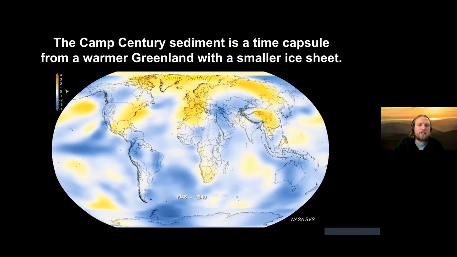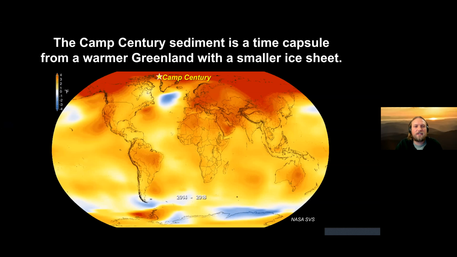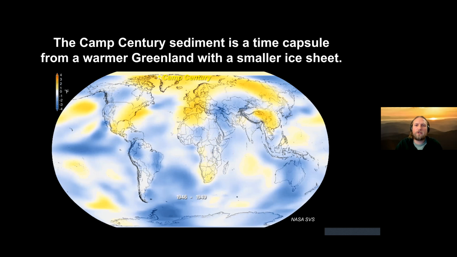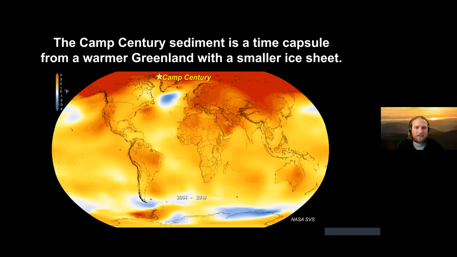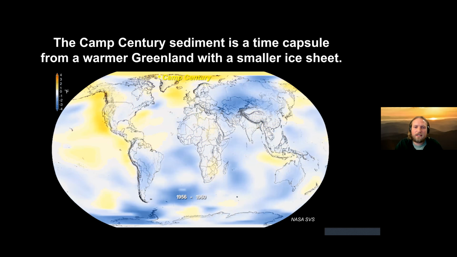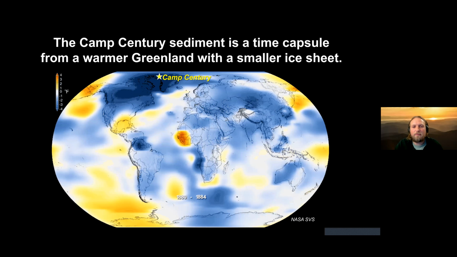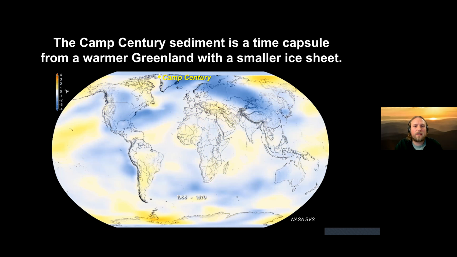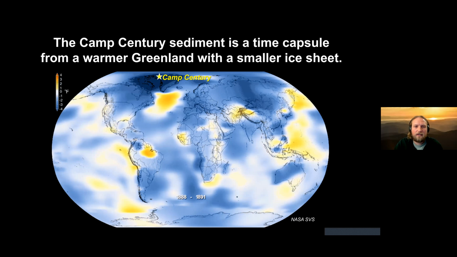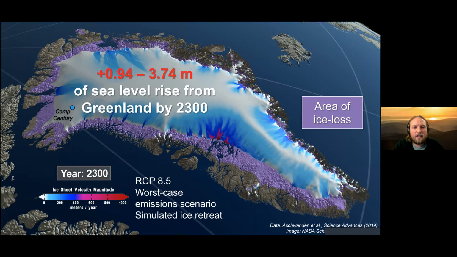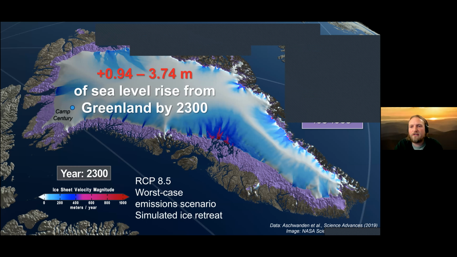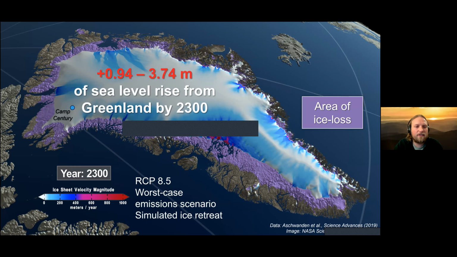This Camp Century subglacial sediment is really a time capsule, because it tells us a tale of a warmer Greenland when the ice sheet was smaller than it is today. And of course, this is important for us to understand as humanity continues to burn fossil fuels and rapidly warm the polar regions, especially in northwestern Greenland. This is important to understand because as the Greenland ice sheet melts in response to climate warming, we could see the margins of the ice sheet begin to melt away and contribute to sea level rise. Camp Century is actually in a particularly important place because it is near one of the margins of the ice sheet that is melting most rapidly today.